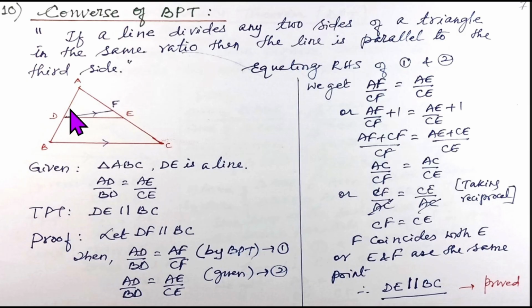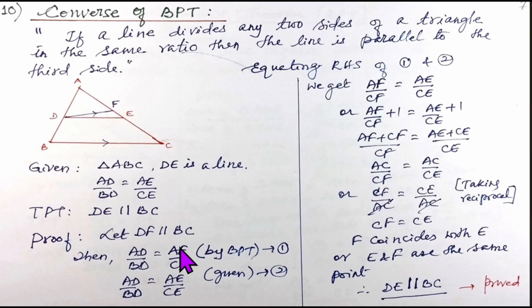Therefore, if a line divides any two sides of the triangle in the same ratio, then it is parallel to the third side. Now let us understand this and also prove this. Take triangle ABC and draw DE, which divides the sides in the ratio AD by BD is equal to AE by CE. Now we have to prove that DE is parallel to BC. Now, instead of DE, let DF be parallel to BC. If DF is parallel to BC, then AD upon BD is equal to AF upon CF by BPT, which we have learned and also proved.